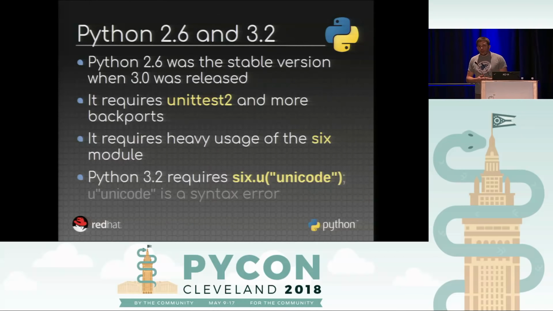And about the specific case of the Unicode string, which is a string with a u prefix, you had to annotate it with a function called six.u, because if you use the u prefix, you get a syntax error until Python 3.2.